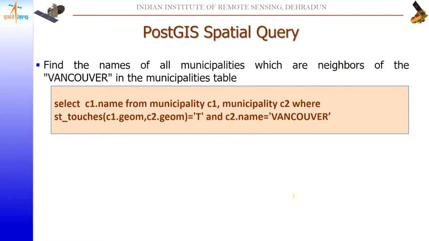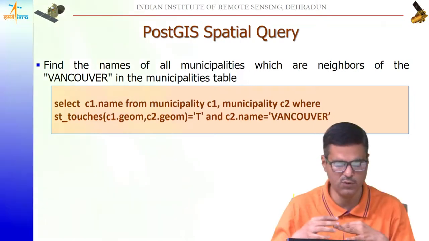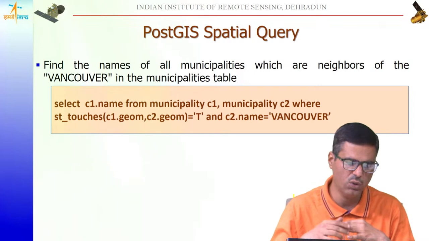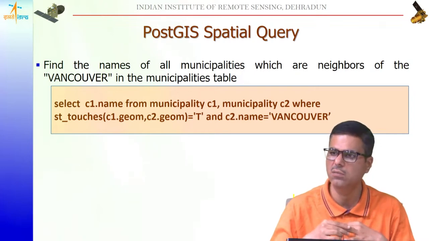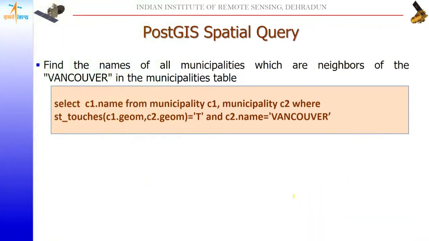Now sometimes we also want to find out, suppose in this case, the neighbors of a particular municipality. So this is a case of a self join. If you see here, I am writing the same municipality two times, giving aliases C1 and C2, and using the condition touches, which gives us the containment part.